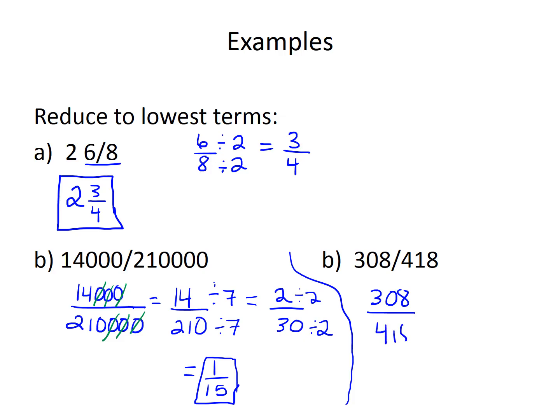308 divided by 418. Again, use whatever method you want. If you want to use factor trees, or I can see that both of those are even. So I would start out by dividing both by 2, which gives you 154 and 209. And that may not look like it reduces any further. 2 is not going to go into 209, so you don't need to check that.